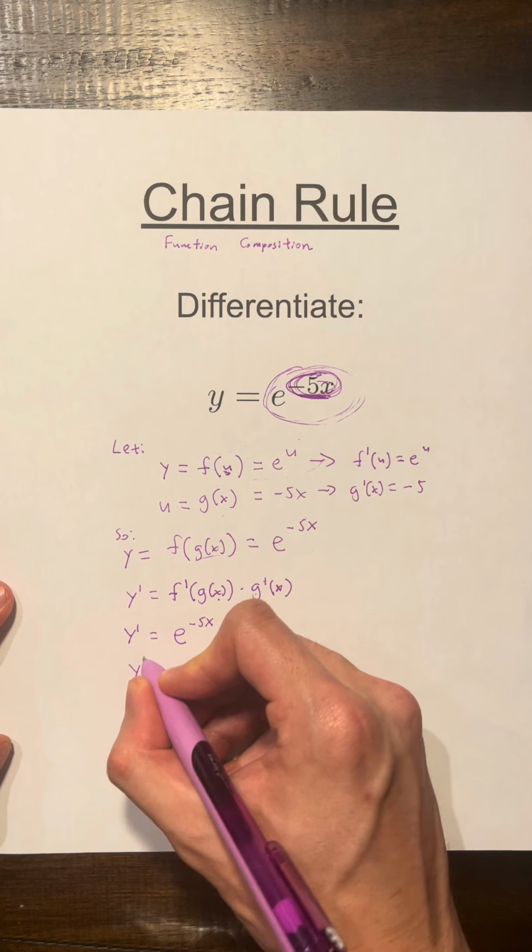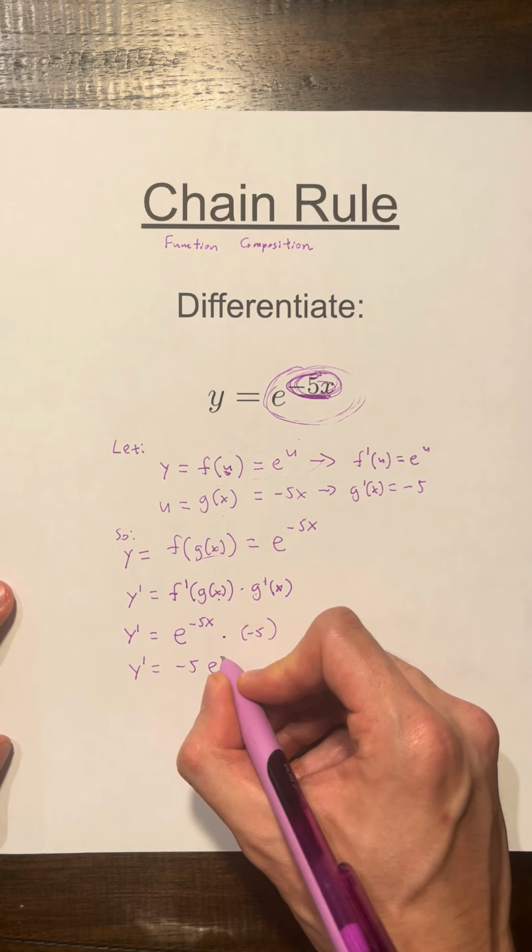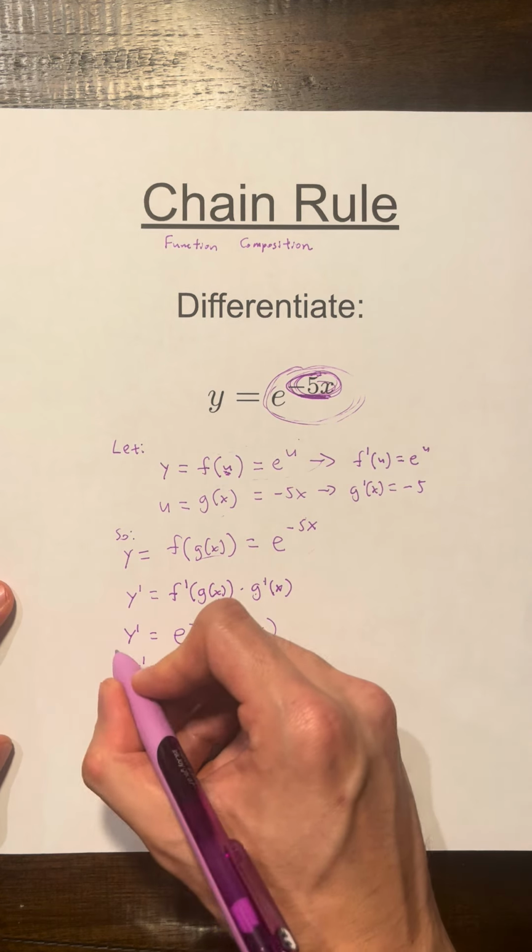Okay, so that means y prime is equal to negative 5 e to the power of negative 5x. This is your answer.